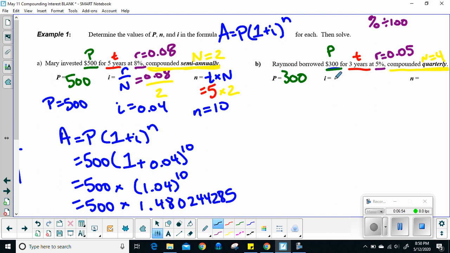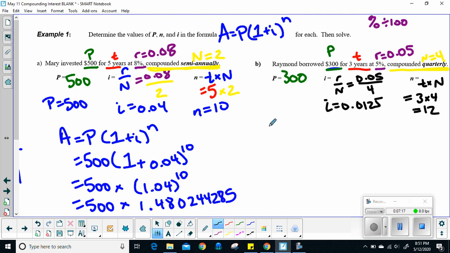So let's see. Little i is equal to R over big N, so that'll be 0.05 over 4. Little n is T times big N, so that is going to be 3 times 4, so that's 12. 0.05 divided by 4, does that work out easily? Oh, that works out pretty good. So little i is 0.0125.